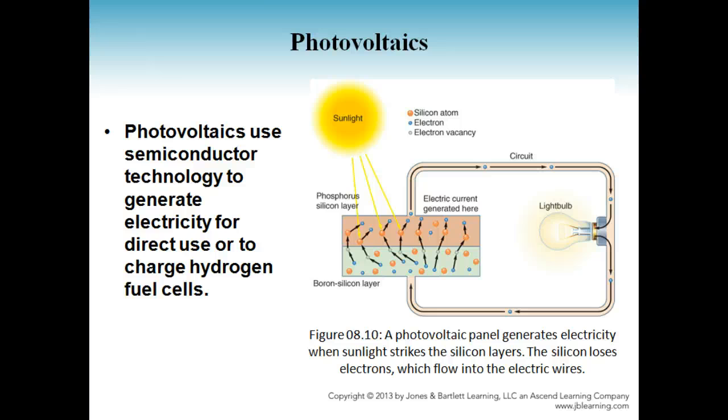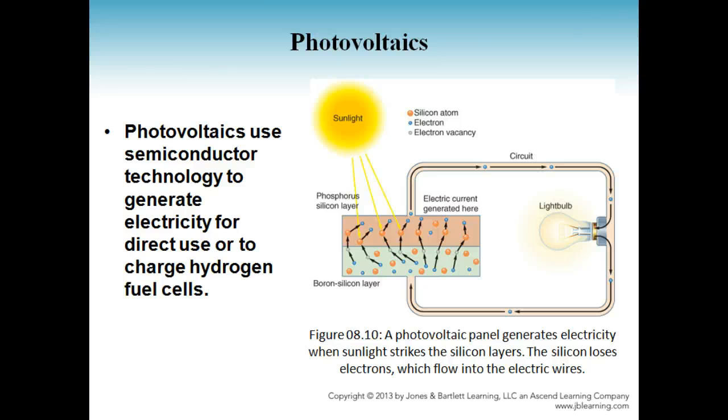Photovoltaics use semiconductor technology to generate electricity for direct use or to charge hydrogen fuel cells. Photovoltaics is the direct conversion of light to electricity at the atomic level. Some materials exhibit a property known as the photoelectric effect that causes them to absorb photons of light and then release electrons. When these free electrons are captured, an electric current results that can be used as electricity.